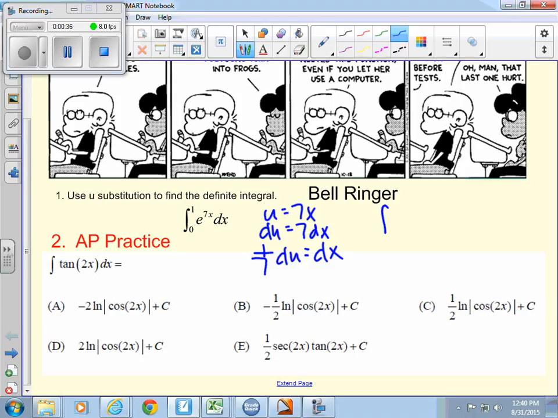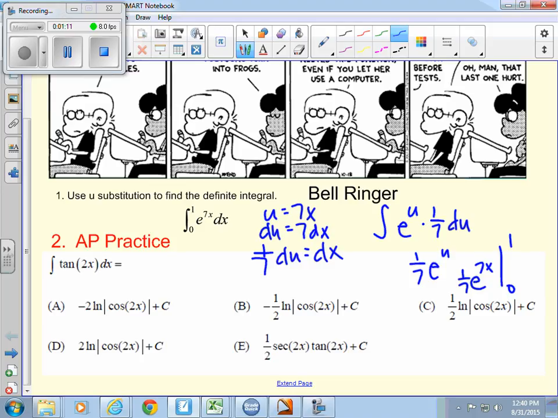So this is an integral, and notice I'm leaving the limits off for now because those limits are x values, right? They are not u values. That's something you'll learn how to do today. For now, they're x values. I'm just going to pretend they're not there for just a minute until I get the correct antiderivative in terms of x. This would be 1/7 e to the u, which would be 1/7 e to the 7x from 0 to 1.